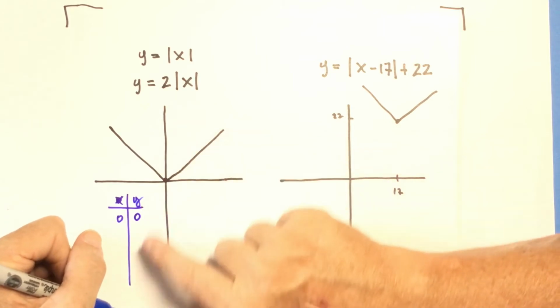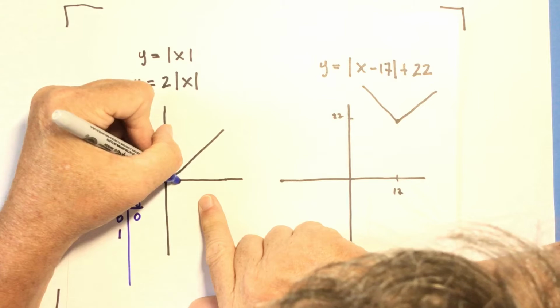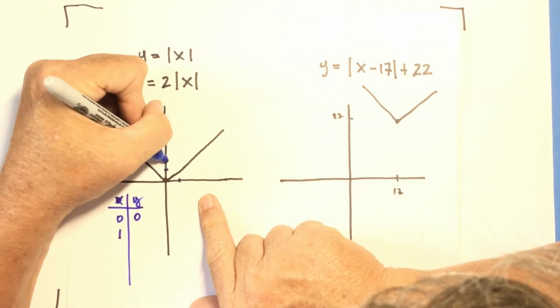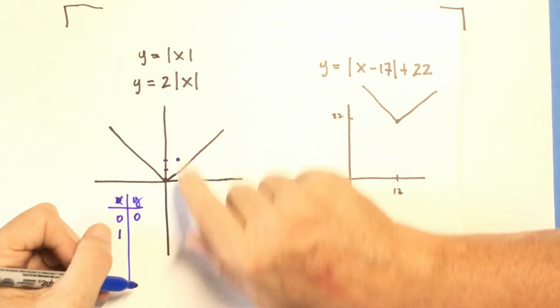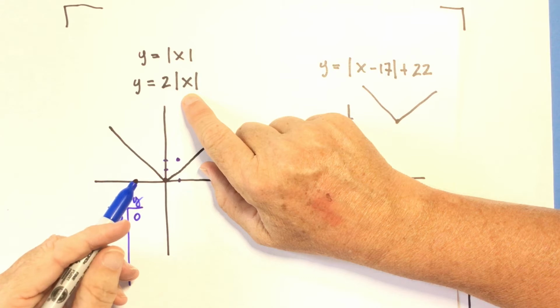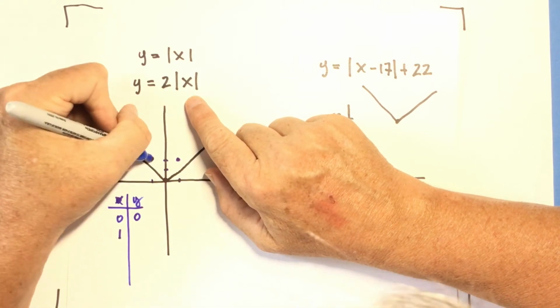No change there. When x is 1, y is now 2. Now, isn't that interesting? X is 1, y has moved up 1, to 2. Huh. When x is minus 1, the absolute value of minus 1 is 1. 2 times 1 is 2. This moves up 2. Look at that.